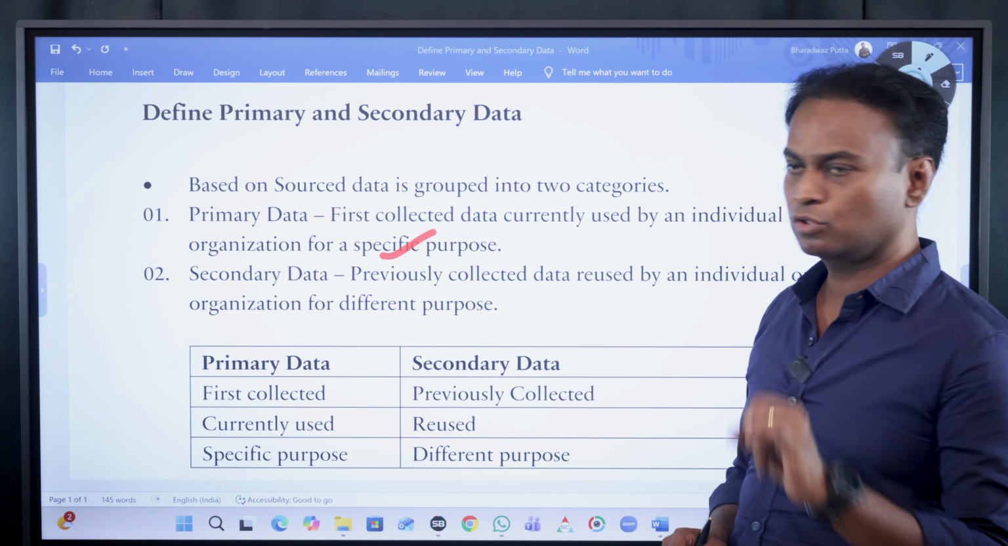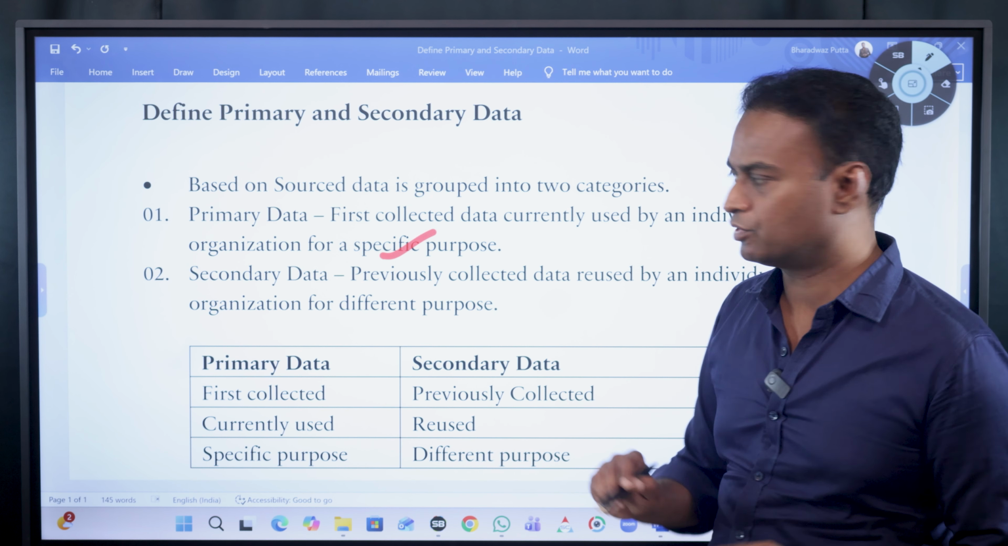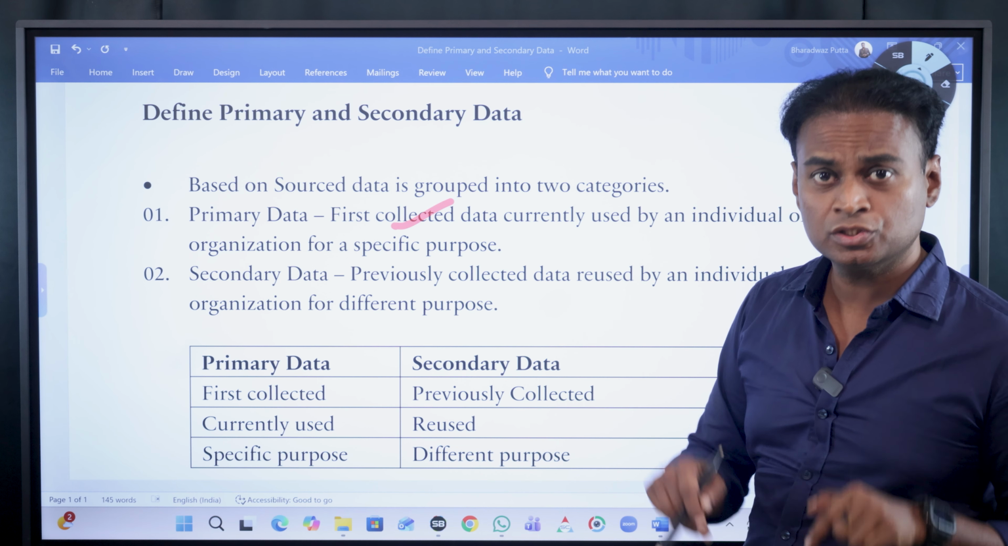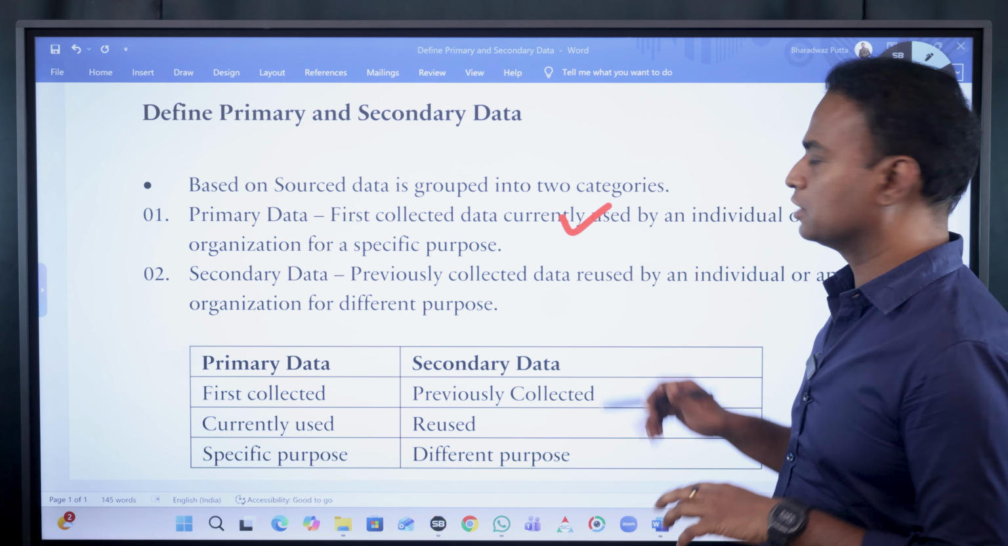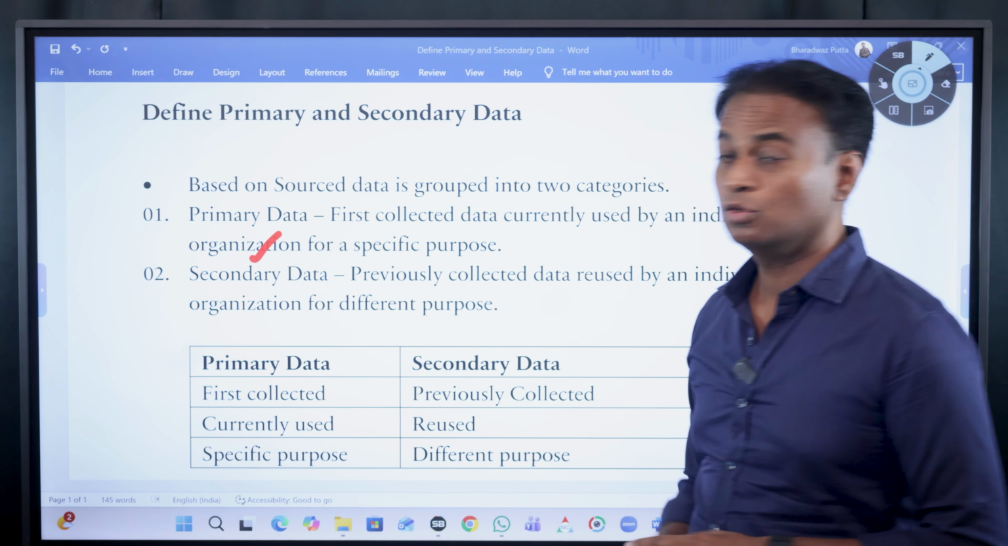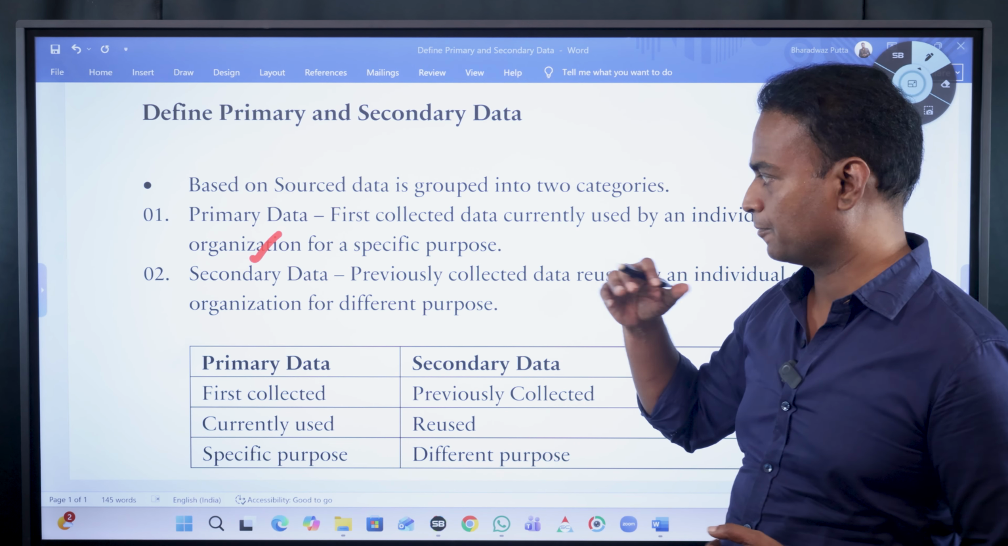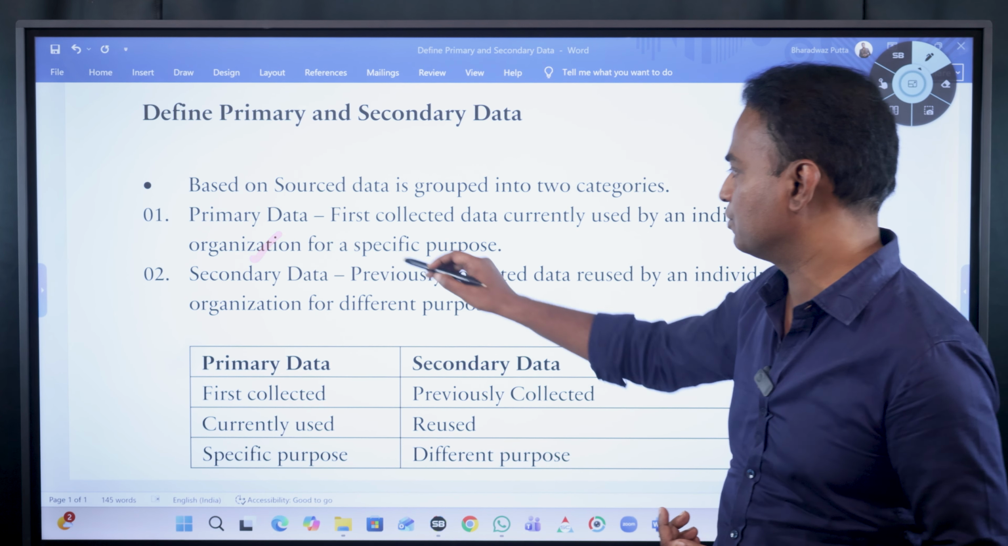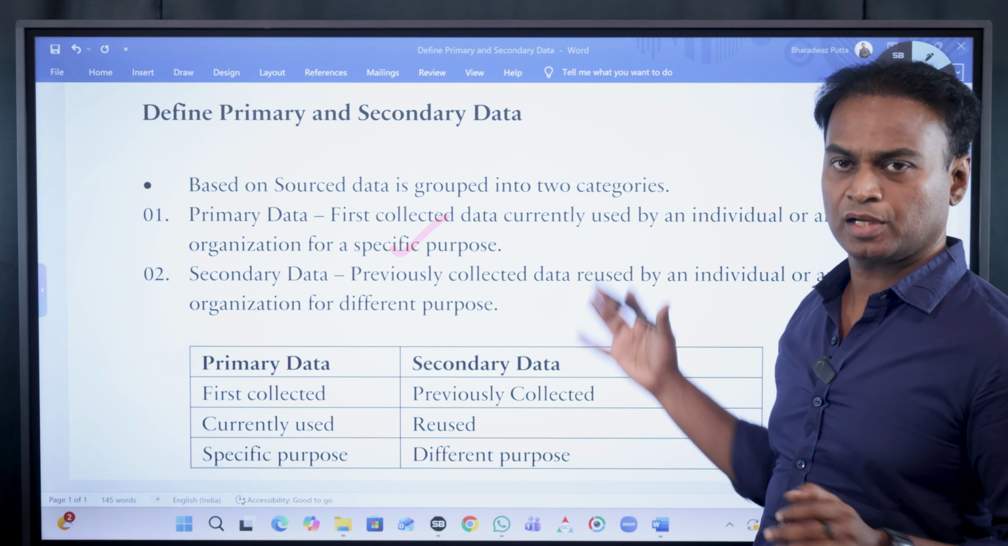Okay, there should be four criteria. It has to be collected for the first time, and it has to be used in the current project. It can be collected either by an individual or an organization for a specific purpose. If the collection of data is for a specific purpose, this is known as primary data.